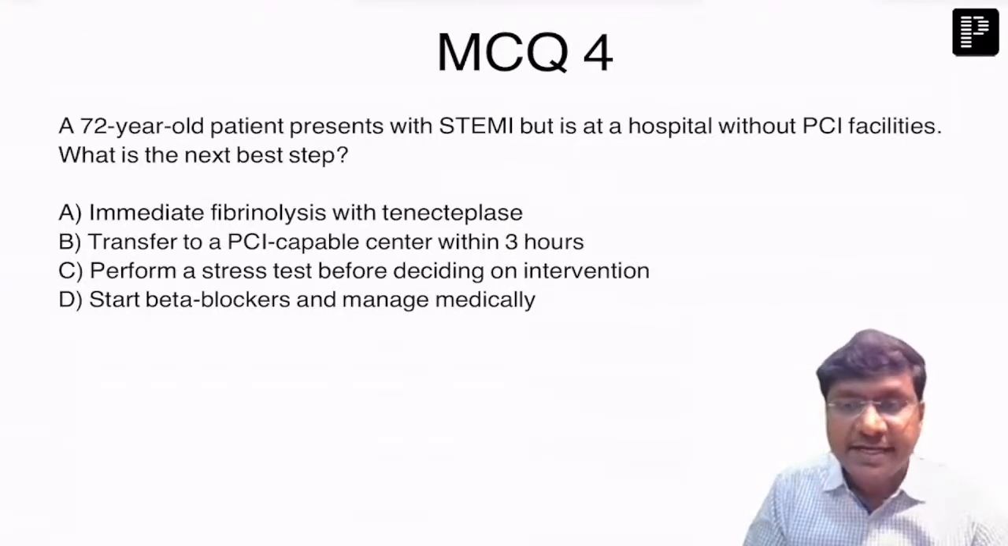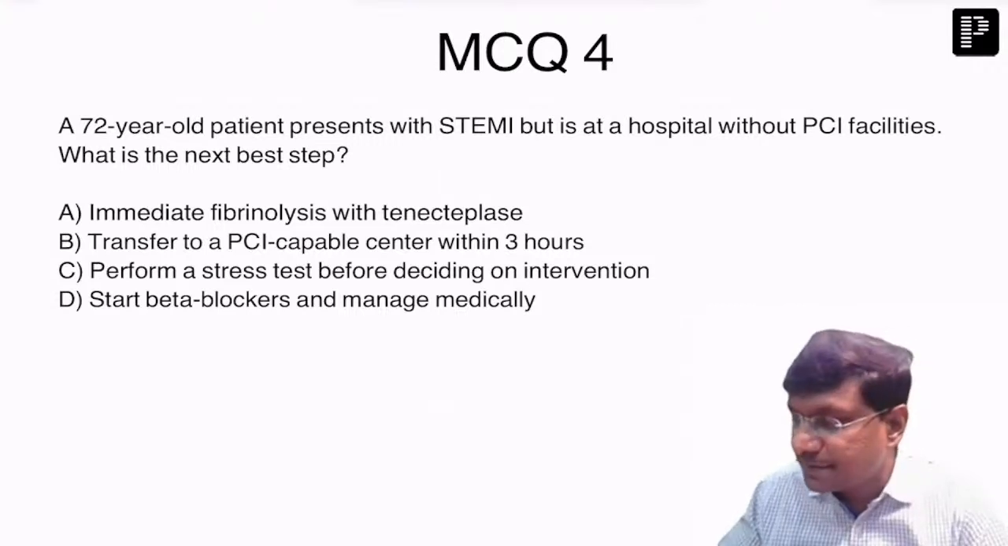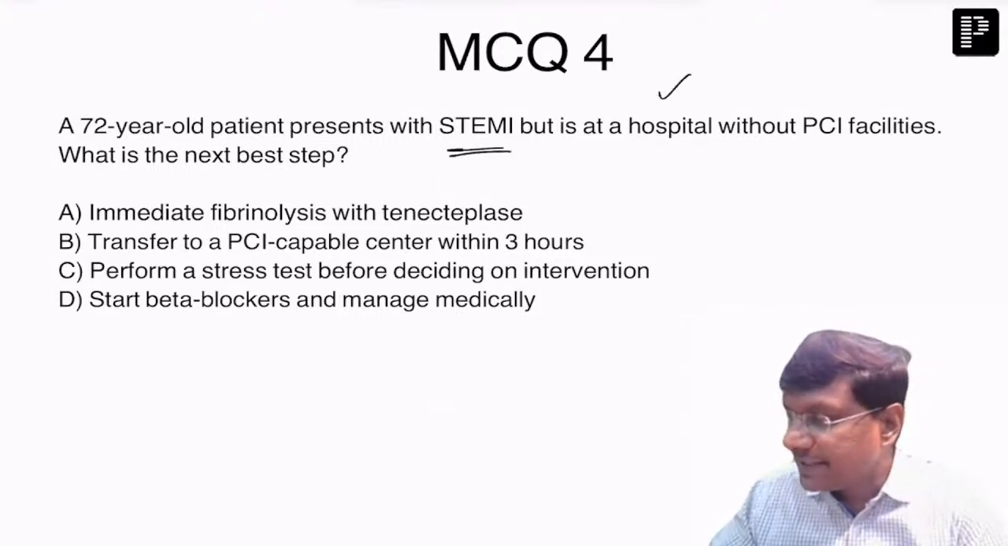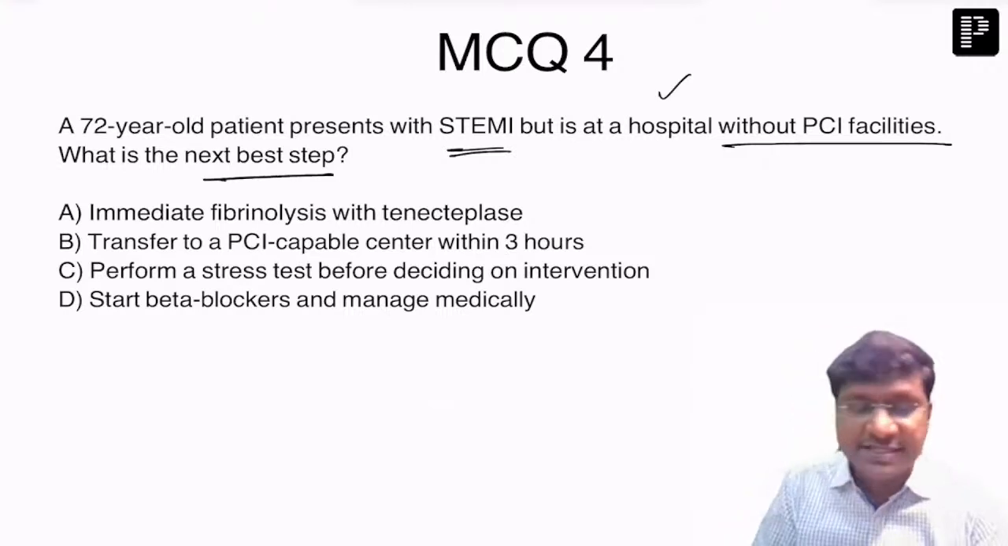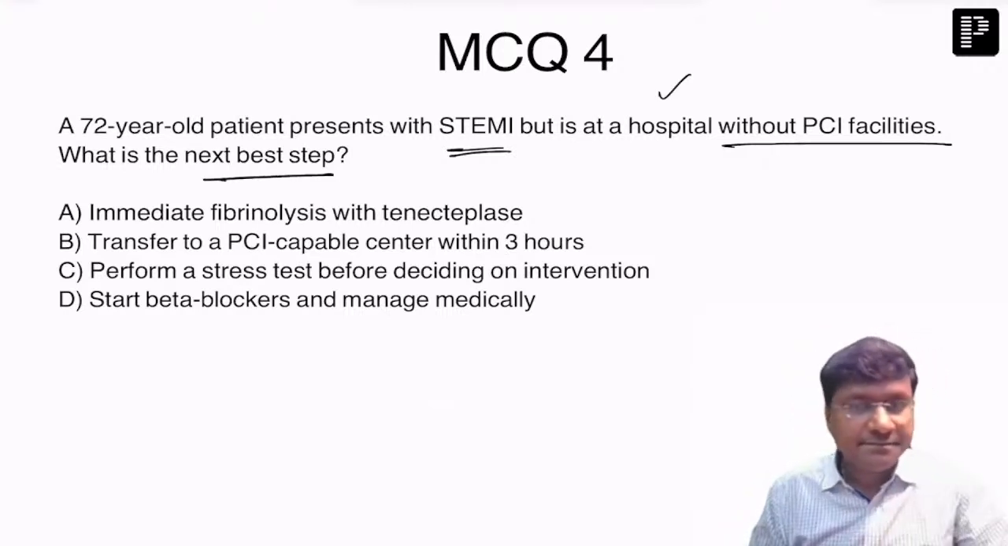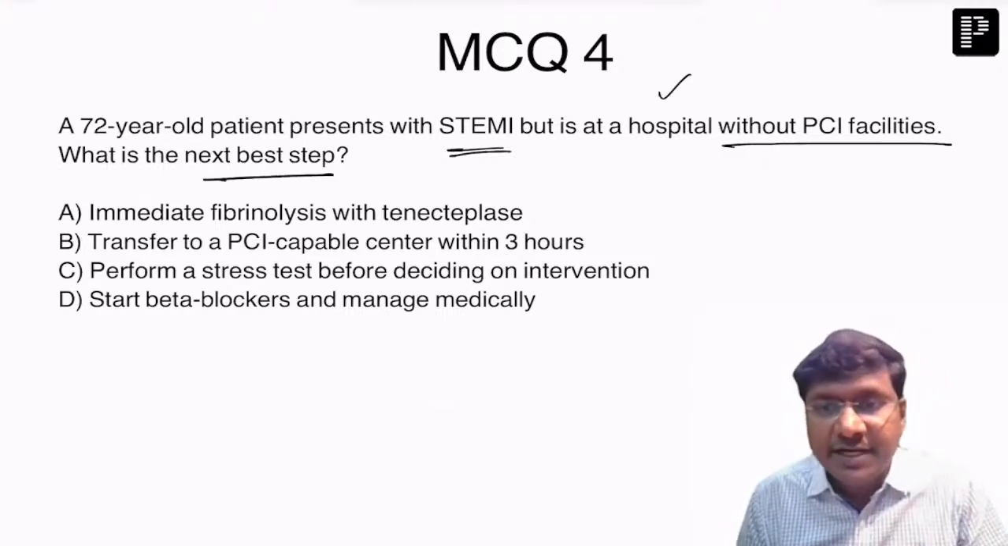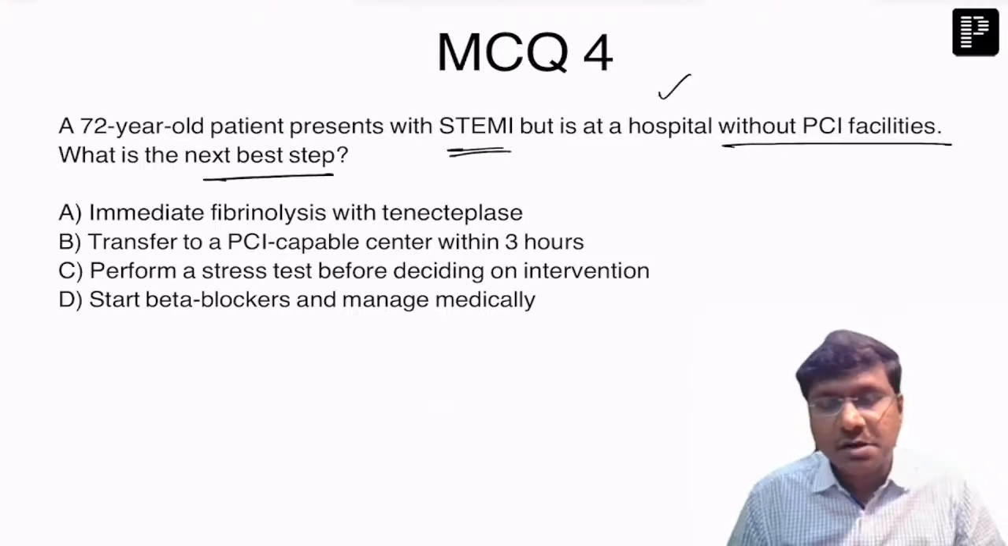Next, a 72-year-old patient presents with STEMI but is at a hospital without PCI facilities. What is the next best step? Immediately fibrinolyze with tenecteplase, transfer to PCI capable center within 3 hours, perform stress test before deciding on intervention, start beta blocker and manage medically.